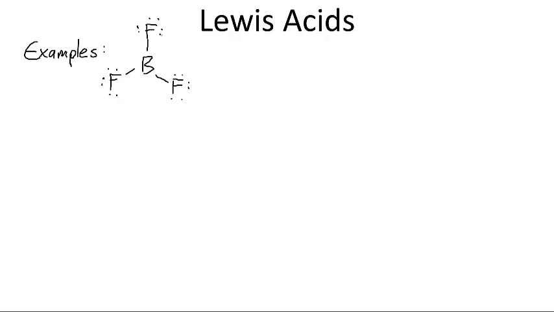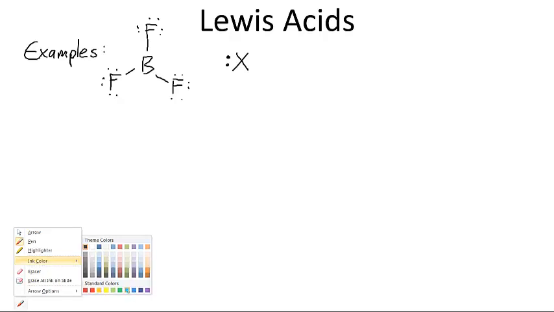So boron has space. It has basically orbitals available. It has an empty orbital available ready to make a new bond. So if something with a lone pair comes along, like say water, actually I'm gonna leave it generic. I'm just gonna write X. If something with a lone pair comes along, it can easily share that lone pair with the boron because boron has extra space.